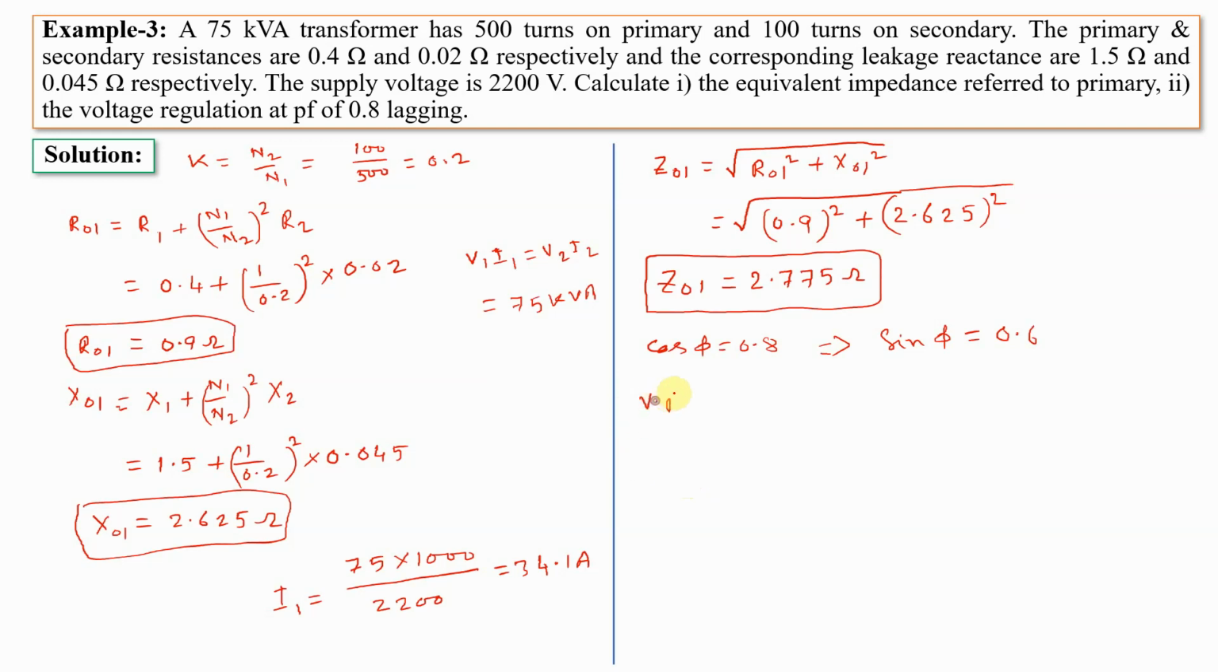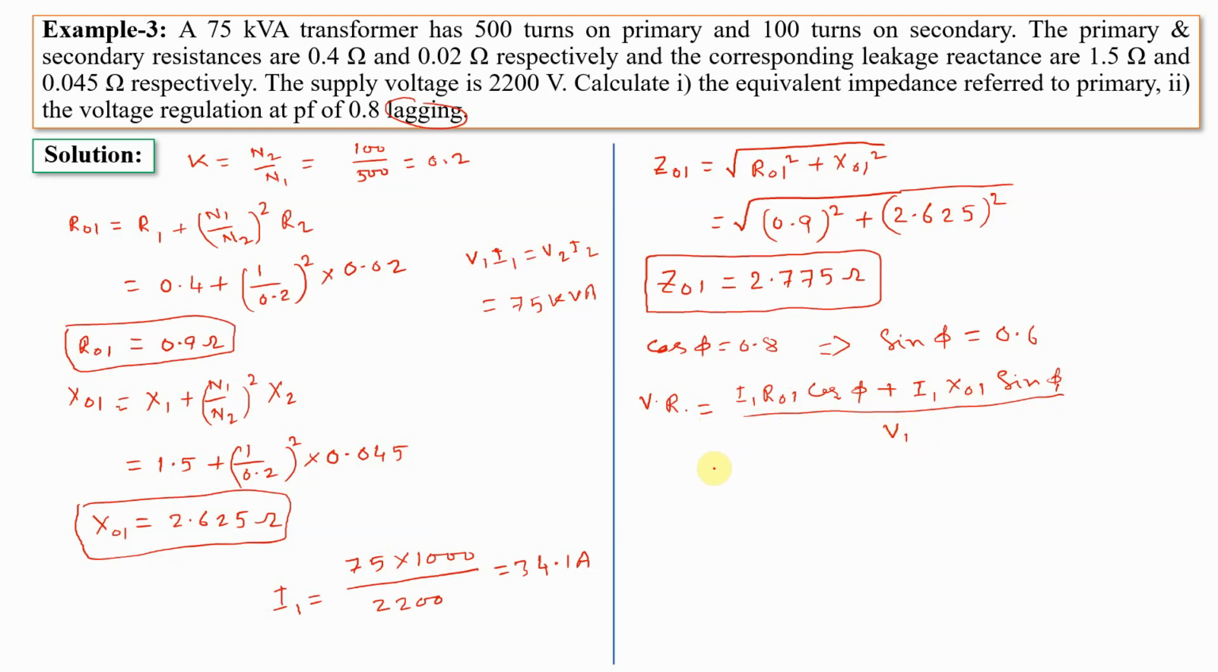So the voltage regulation in terms of the primary can be written as I1 R01 cos phi plus, because here the power factor is lagging, I1 X01 sin phi upon V1. Remember one thing, when we discussed the voltage regulation in the theory part, we considered the secondary side. So there it was I2 R02 cos phi plus I2 X02 sin phi upon E2.